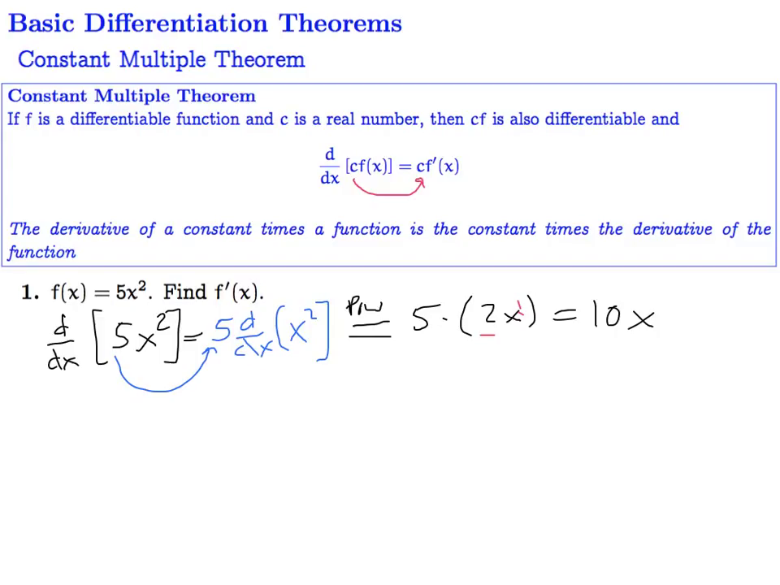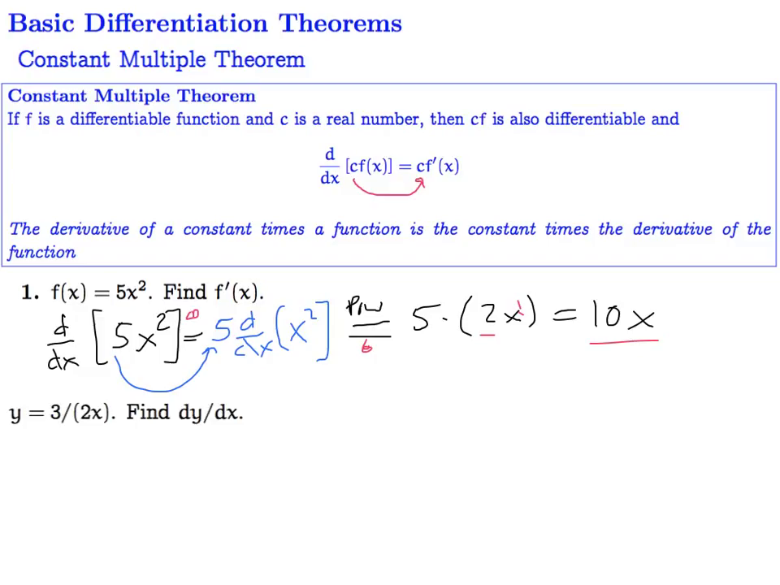Now you can go ahead and do the limit process if you want. These rules just help us move a little faster here. But it's really nice because we just applied the constant multiple theorem, we applied the power theorem, and we have our derivative, no muss, no fuss. Let's see a few more examples of this.